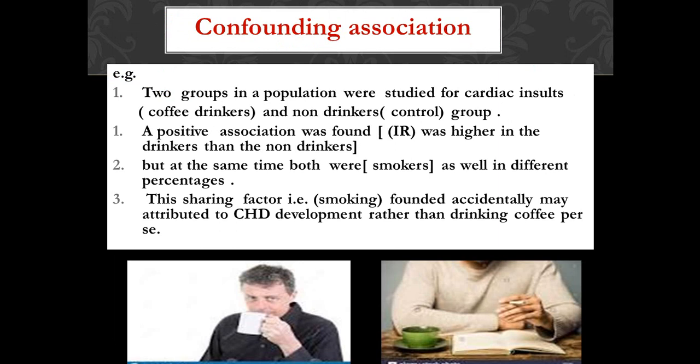Two groups in a population were studied for cardiac insult: coffee drinkers and non-drinkers as a control. Coffee drinkers are the cases and non-drinkers are the control group. A positive association was found, meaning the incidence rate was higher in the drinkers than the non-drinkers, above 1. But at the same time, both groups were smokers as well, in different percentages. The sharing factor, smoking, found accidentally, may be attributed to the development of heart disease rather than coffee drinking per se. So this is the third factor, which is related to both the cause and the outcome, and it is not included in our study, but it is found accidentally. This is what we call confounding association. This will make determining the association difficult.